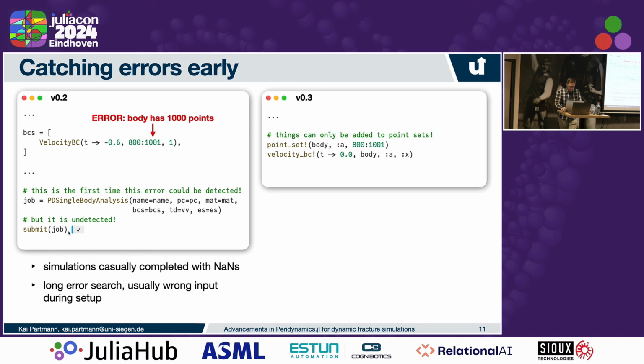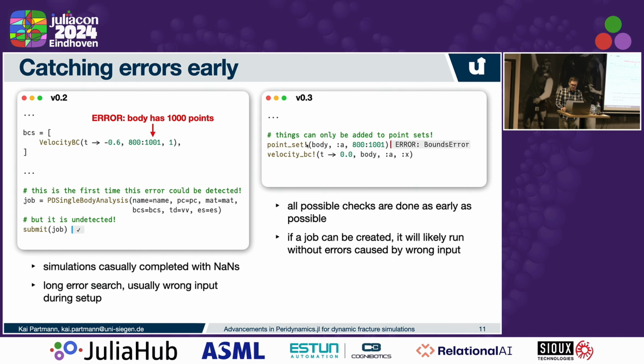So we improved that. In the current version, you can only add things via a point set. And if you try to add a point set for points that are not there, there's immediately an error, because we already know when specifying these point sets, adding these into the body, that there are not more than 1000 points. So basically, if a job can be created, it is likely that it will run without input errors, because every possible check is done as early as possible.